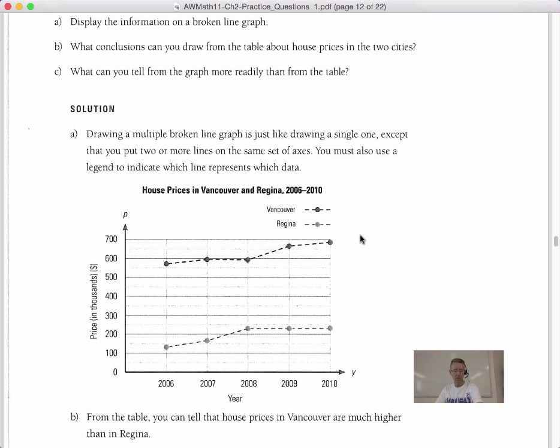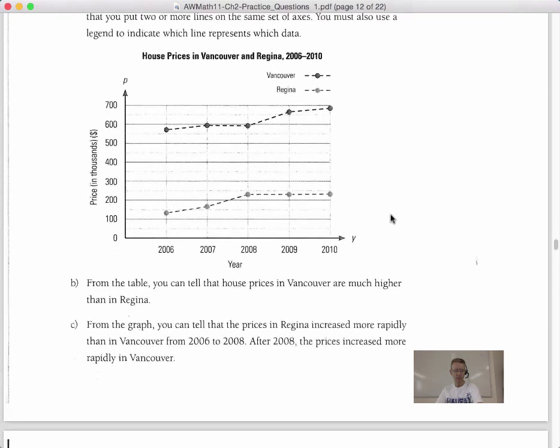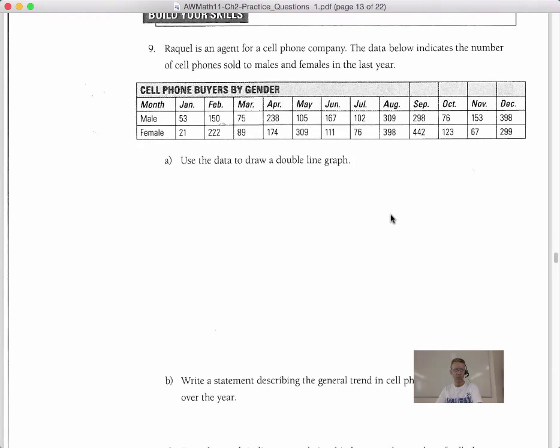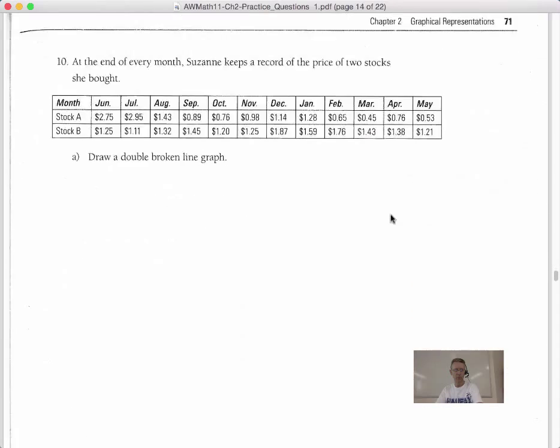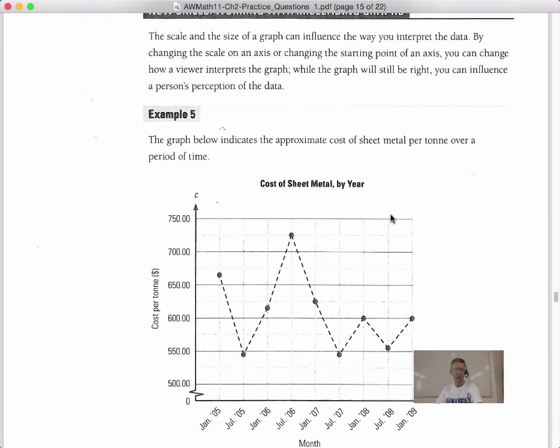So you can see that there's trends going on. You can see there's a bit of a difference there between the two lines. Okay, so let's see what else. Any more? Okay, example 5 here.